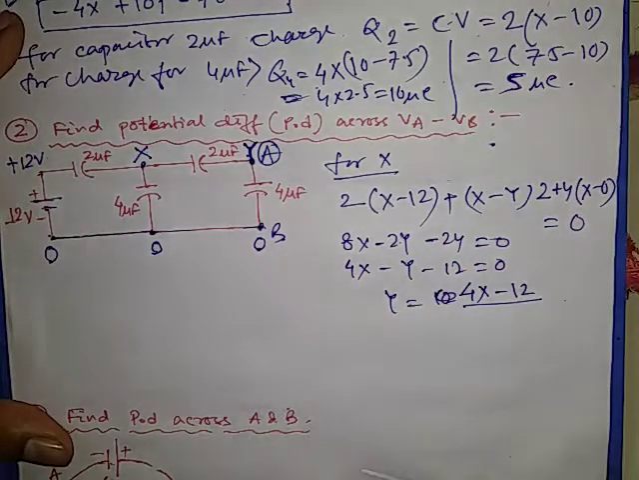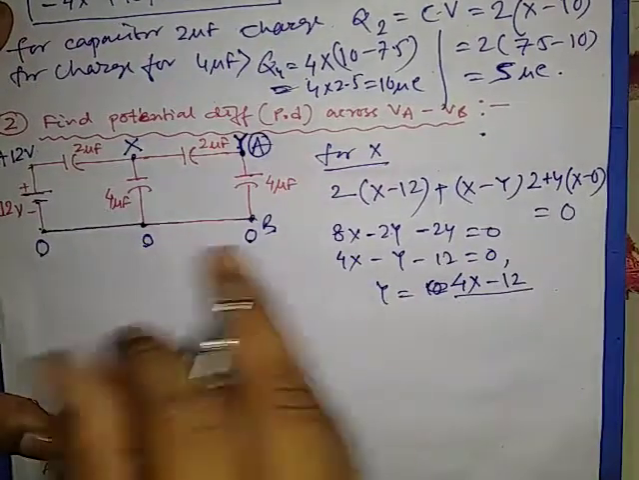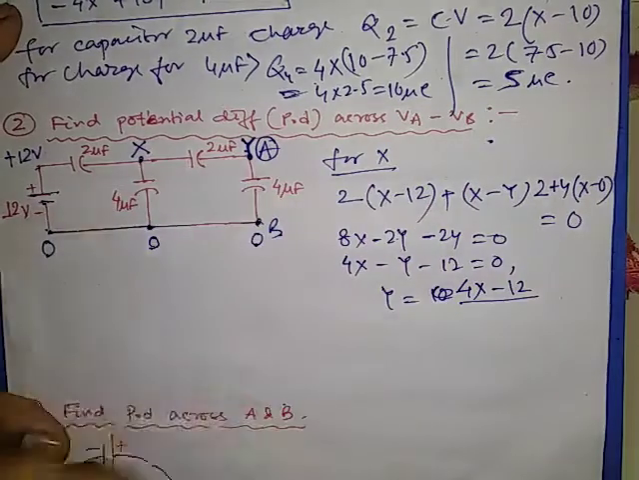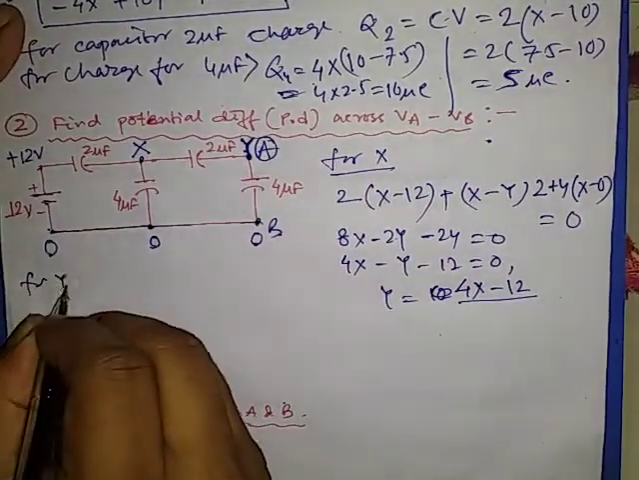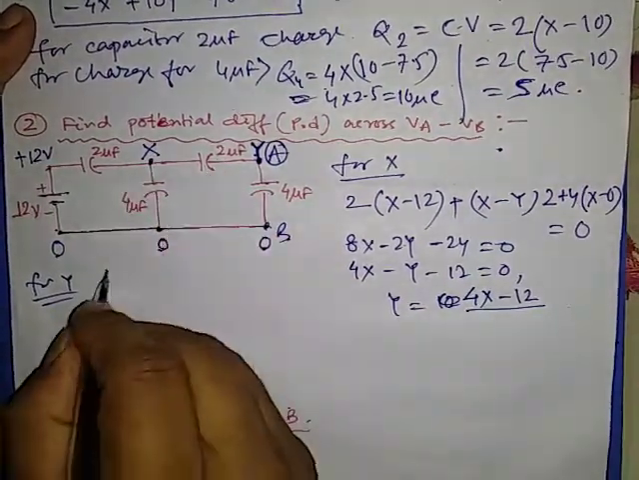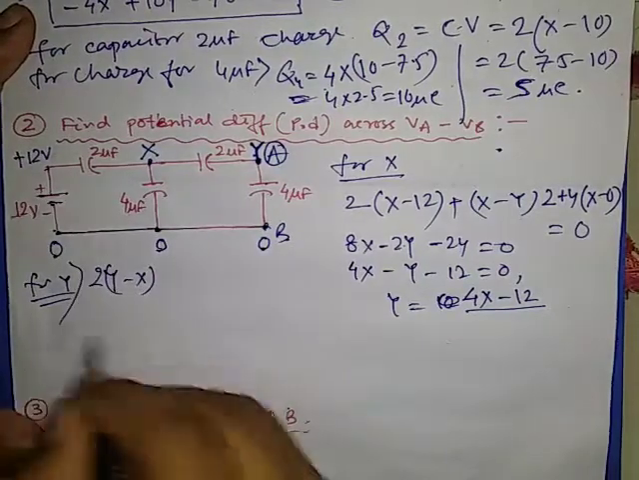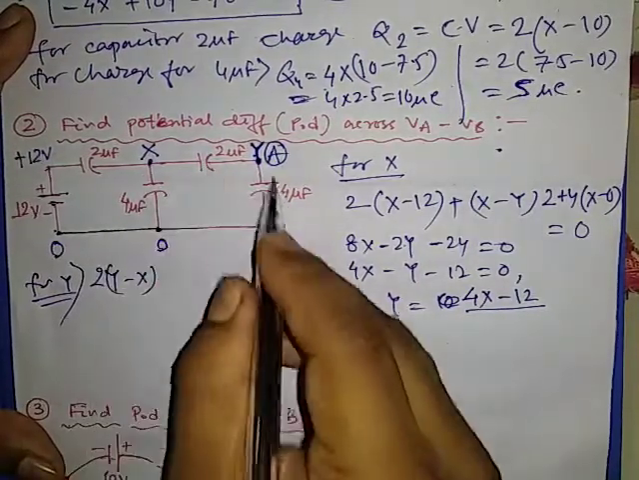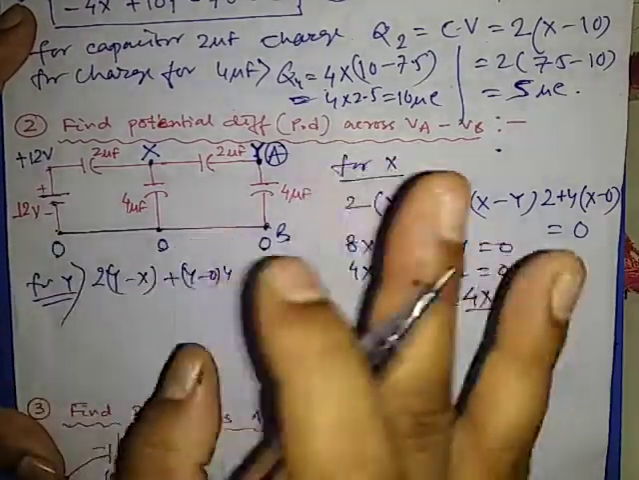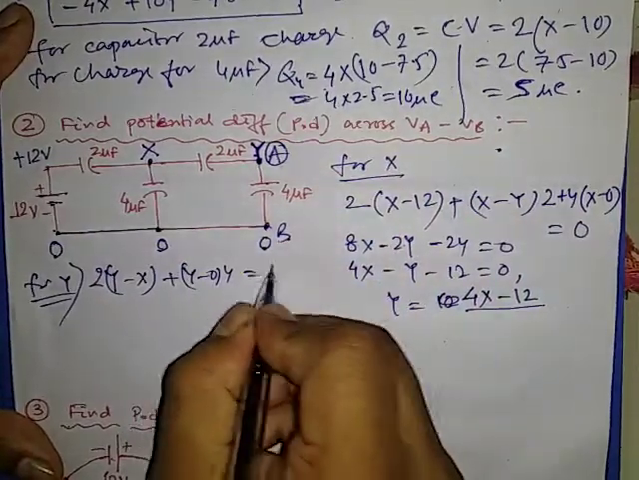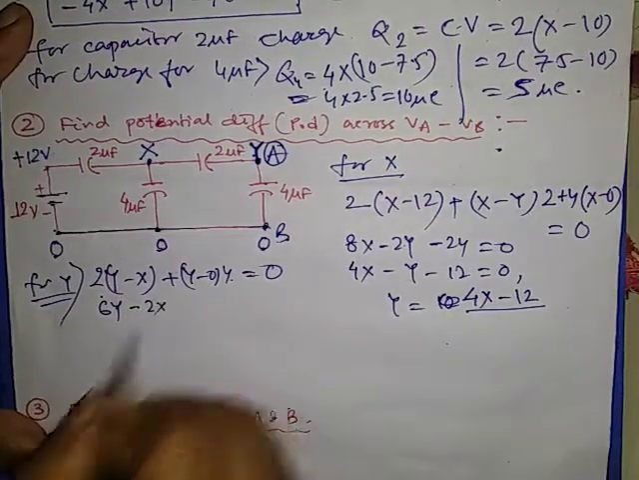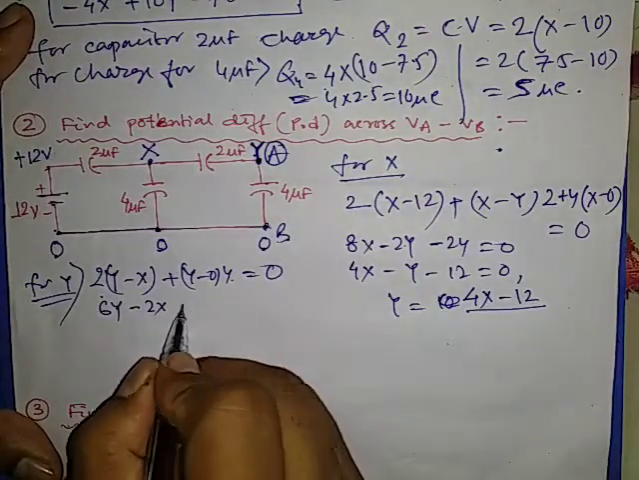Okay, so from this we actually need x, to put the value of x in the second equation. So let's find out for y. So y minus x into 2, then y minus 0 into 4, and there is no other way. So equal to 0. So 2y plus 4y, 6y minus 2x, and nothing else, equal to 0.